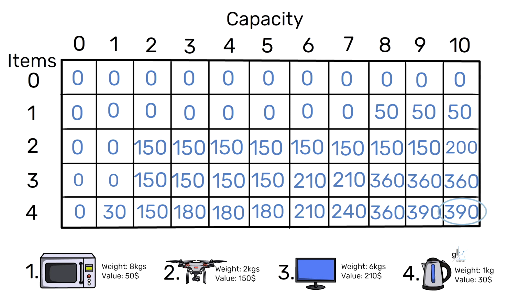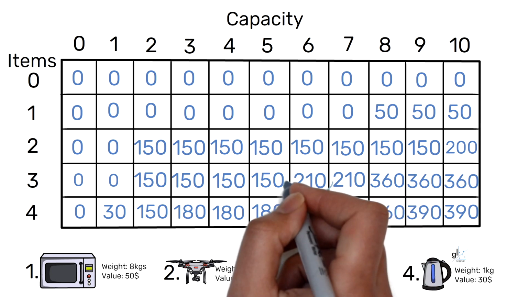And you can see how this algorithm works when we look at the results in the table. The maximum value is being calculated for every scenario until the final capacity and number of items has been considered. So if our container could only accommodate a maximum weight of 6 kgs, and we were only considering the following items, the microwave, the drone, and the monitor, we must only include the monitor in our container to maximize our value. We can see what the value will be if we look at our results in our table here at this position.